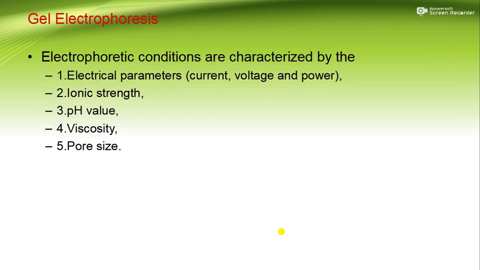Gel electrophoresis. Electrophoretic conditions are characterized by: 1. Electrical parameters, current, voltage and power. 2. Ionic strength. 3. pH value. 4. Viscosity. 5. Pore size.